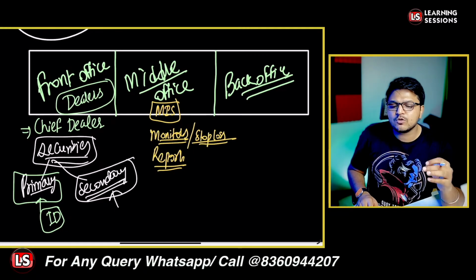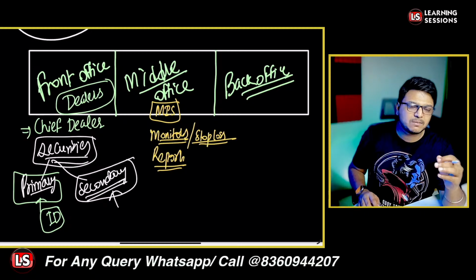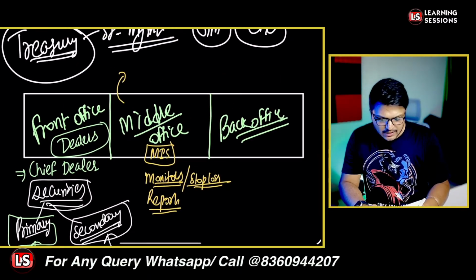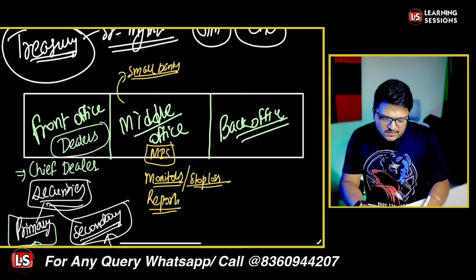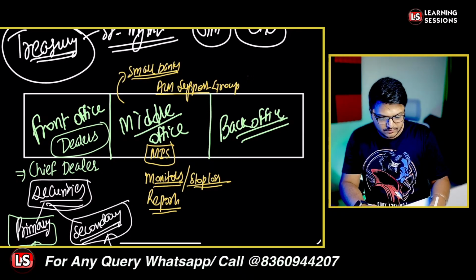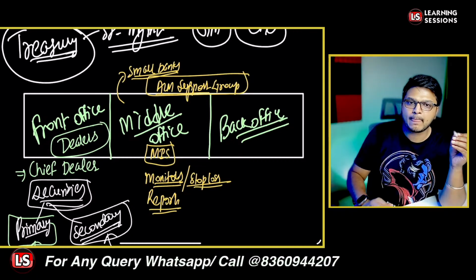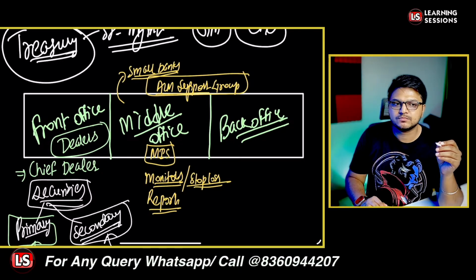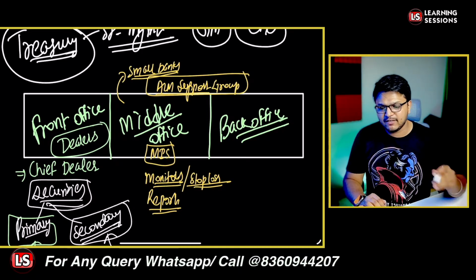It is the middle office only which functions as the ALM support group in the case of small banks. So let me write that in the case of small banks, it acts as an ALM support group. Is that clear? Kindly do let me know. Is this particular part clear to you?